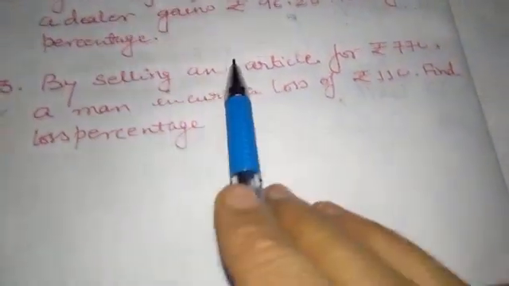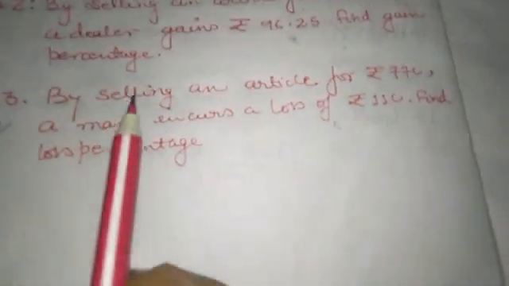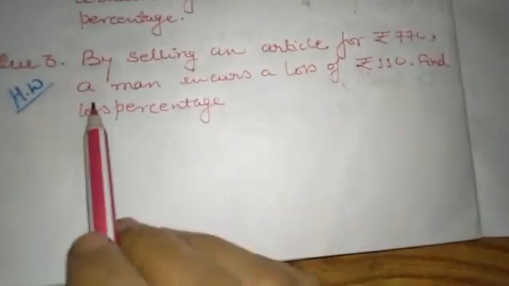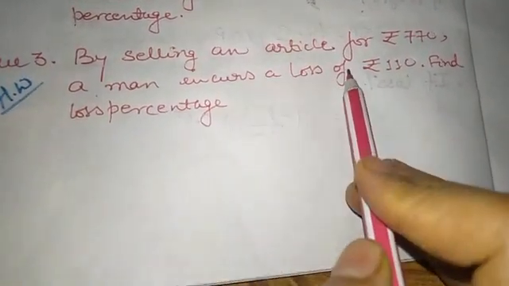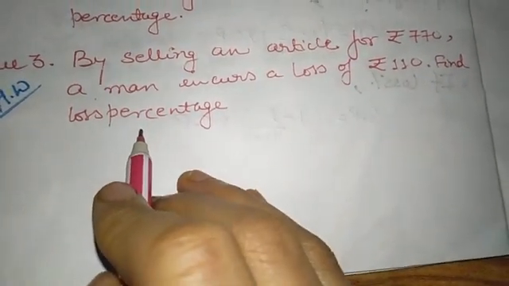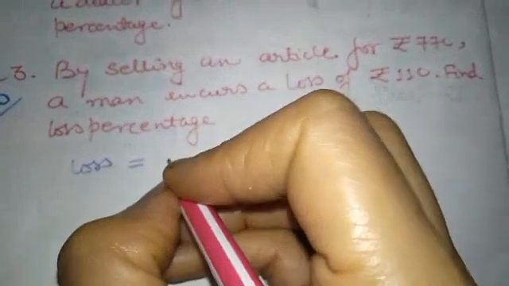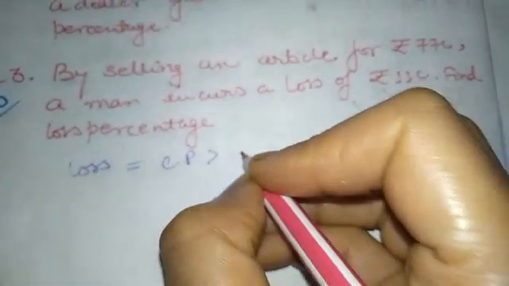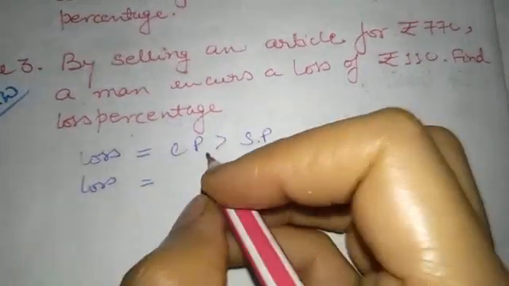Doing the third one. Look at question number 3, child. By selling an article for rupees 770, a man incurs a loss of rupees 110. Find the loss percentage. I told you loss occurs only when cost price is greater than selling price, or we can say loss is equal to CP minus SP.